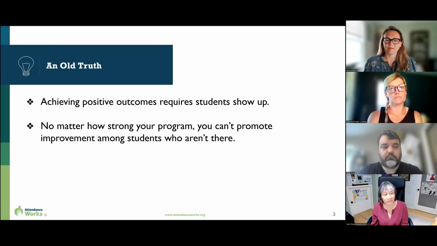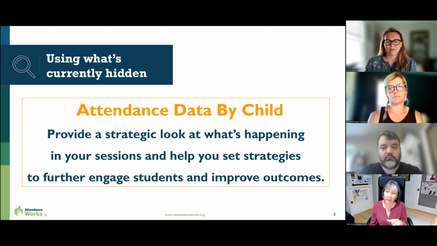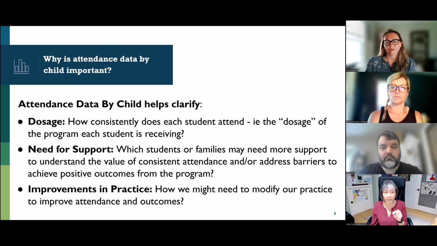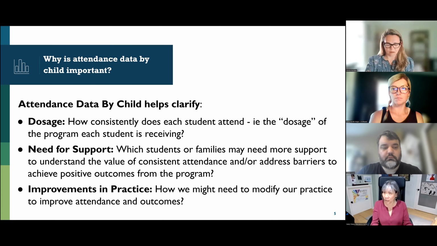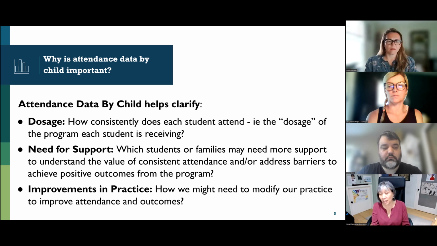And this is kind of an old truth. You want to achieve positive outcomes, then kids need to show up for the program that you're offering. No matter how strong your program is, it just won't make so much of a difference if kids aren't there to benefit from it. And we're talking about using attendance data and looking at it not overall like average daily attendance and how many kids typically show up, but looking at it by child, because that will help you understand what you need to do to further engage students and improve your outcomes. We think about attendance data as being important for 3 reasons. It's about dosage, it's about who needs support, and it's about improvements in practice. And I'm going to talk a little bit more in a moment about each one of these.